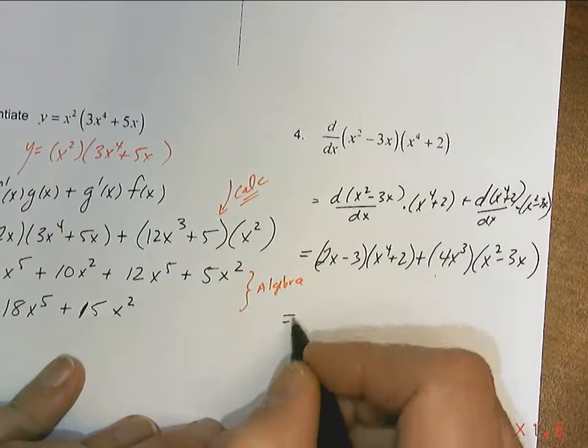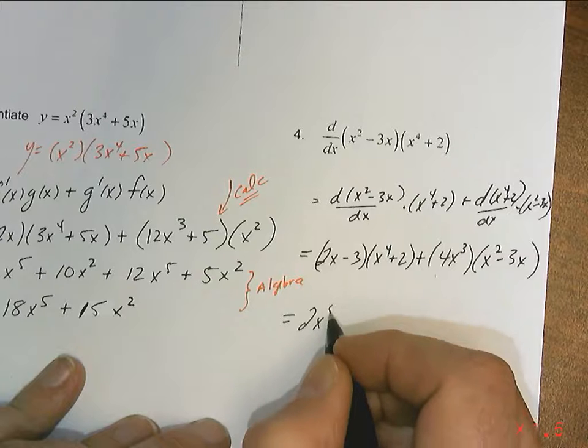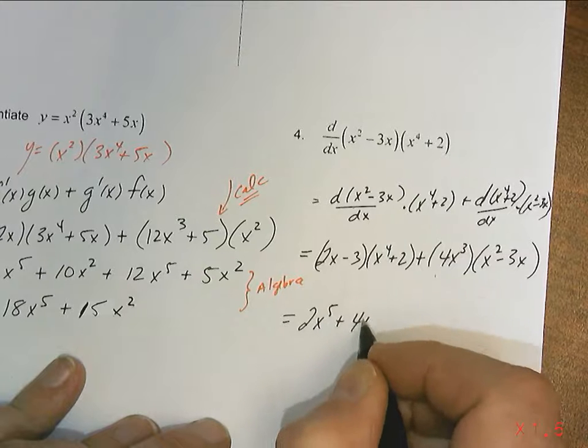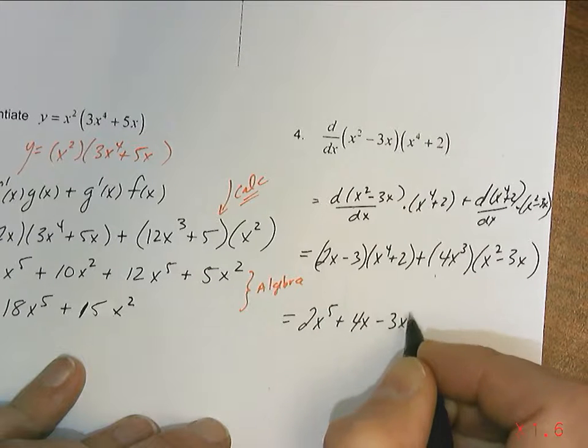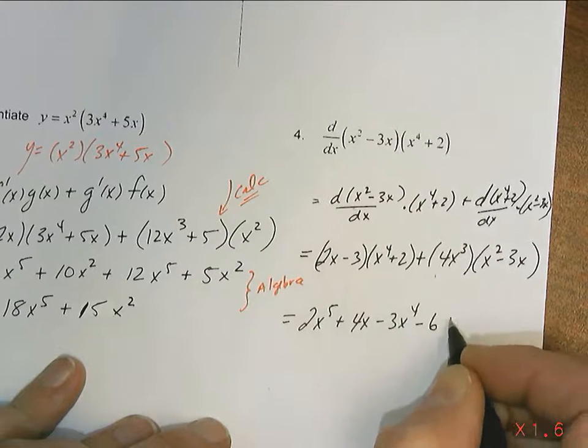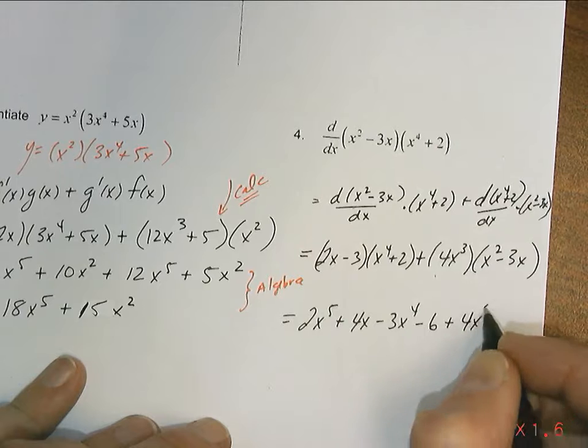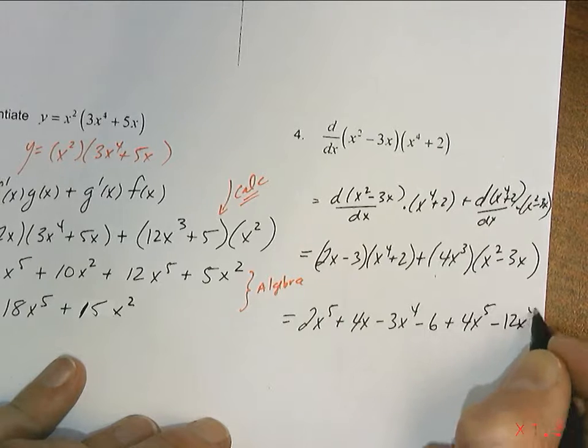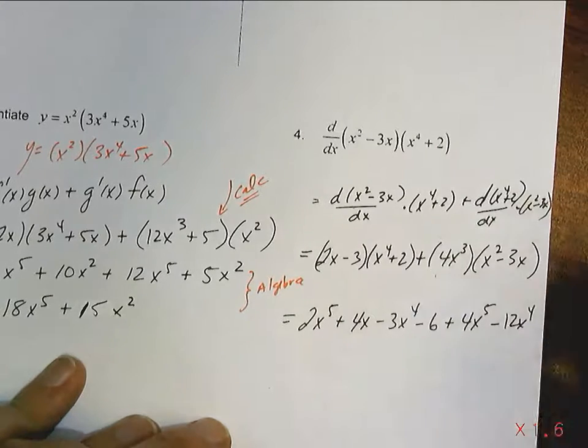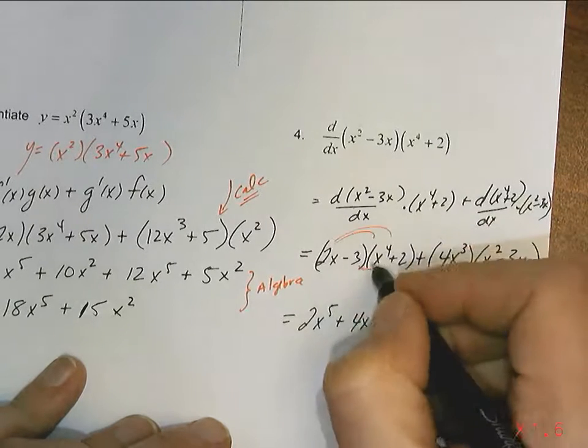Do my expansion here, so I'm going to get 2x to the 5 plus 4x minus 3x to the 4 minus 6 plus 4x to the 5 minus 12x to the 4. Okay, and once again, all I'm doing is expanding, okay?